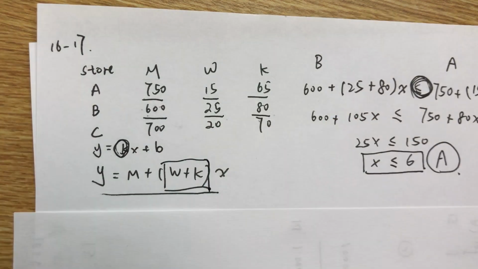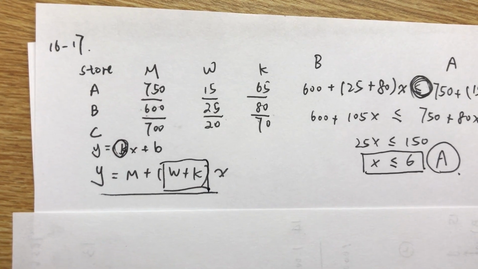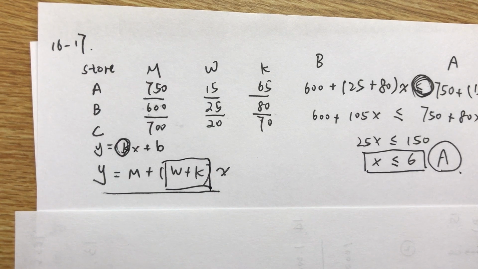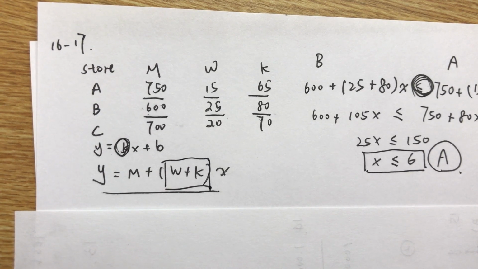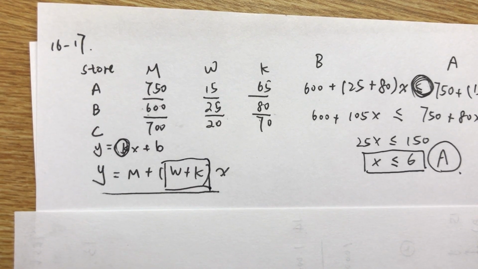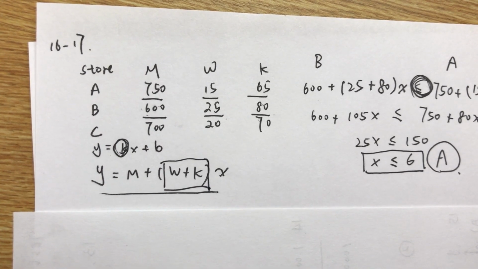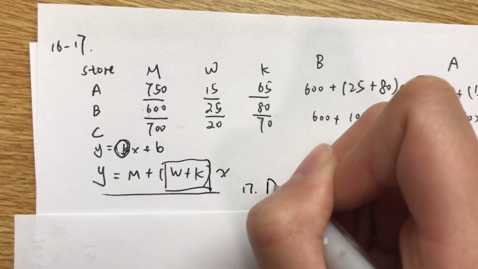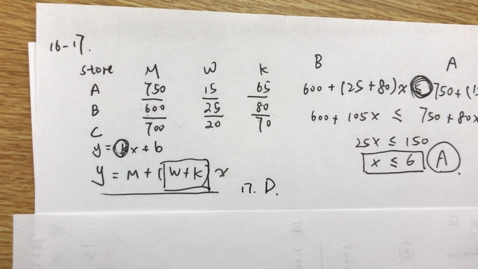So what does the slope stand for? When we go back to the table, we know that W stands for the rental cost of the wheelbarrow, and K stands for the rental cost of the concrete mixer. So what is W plus K? So this should be the total daily rental cost of the tools, right? So the correct answer, 17 is D, the total daily rental cost of the tools.